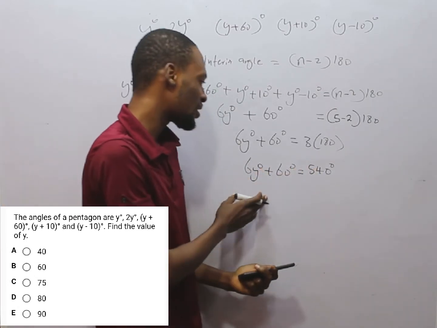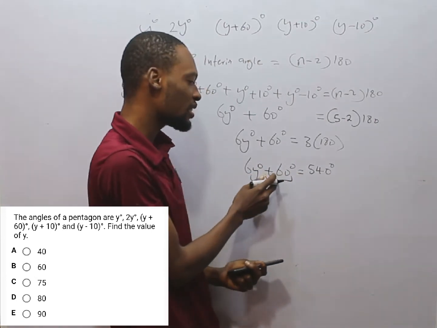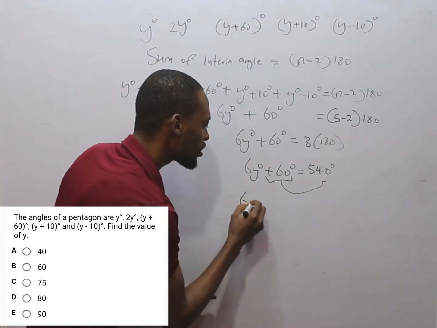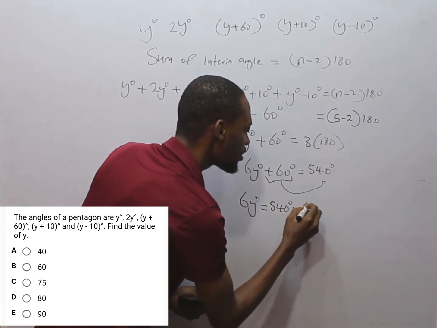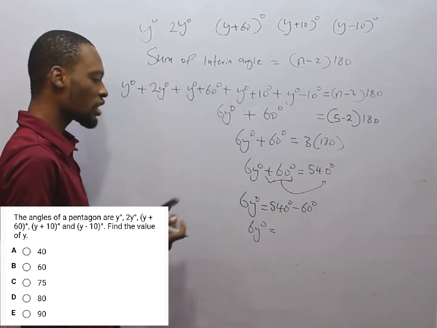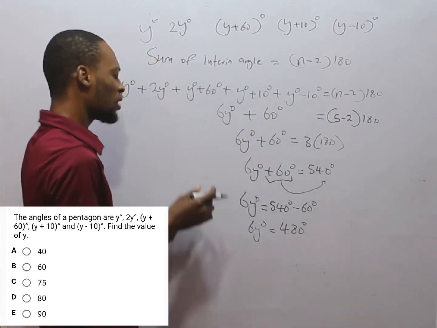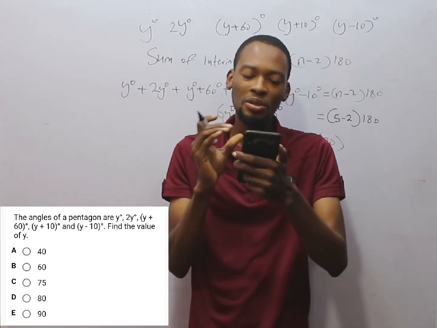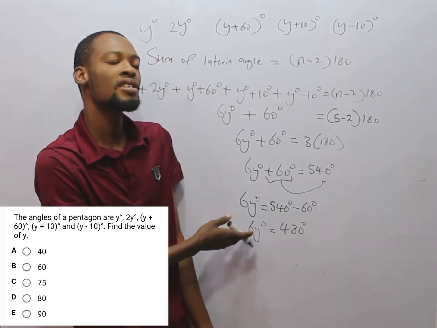You collect like terms. There is y here, no y here, no y here. So we can easily push this plus 60 degrees to the other side of the equality sign to give you 6y degrees is equal to 540 degrees minus 60 degrees. So 6y degrees will simply give you 480 degrees. Now it says find the value of y. It did not say find the value of 6y. So how do we find the value of y?